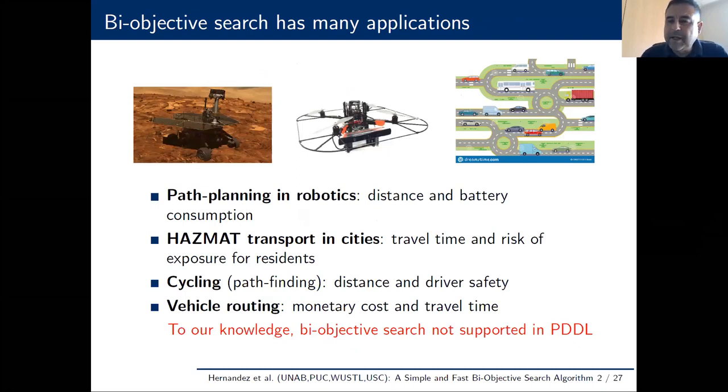Biobjective search has many interesting applications. For example, path planning in robotics, hazmat transport in cities, cycling, and vehicle routing. In all these applications, biobjective search uses two objective functions instead of one. For instance, in path planning in robotics, we can use distance and battery consumption, and in cycling, distance and driver safety.